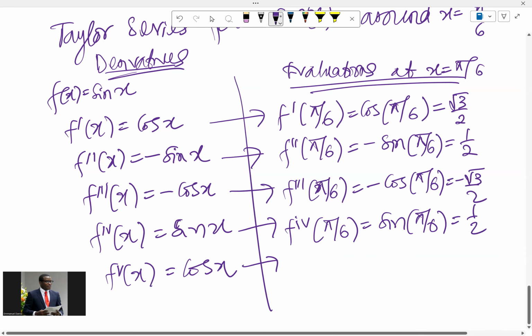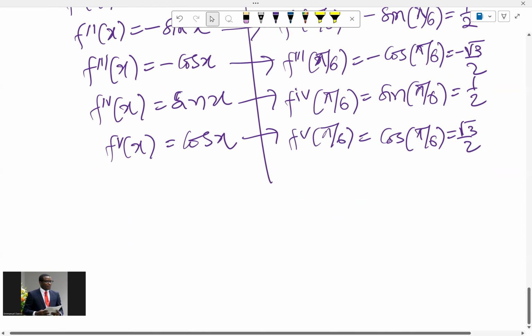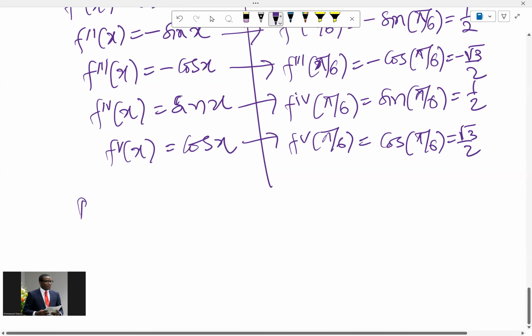And lastly, we have f v of pi over 6. And that is cos pi over 6, which is again root 3 over 2. So now we plug into the Taylor series formula.